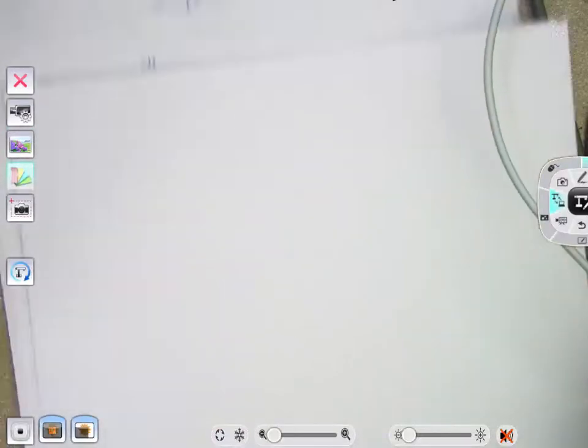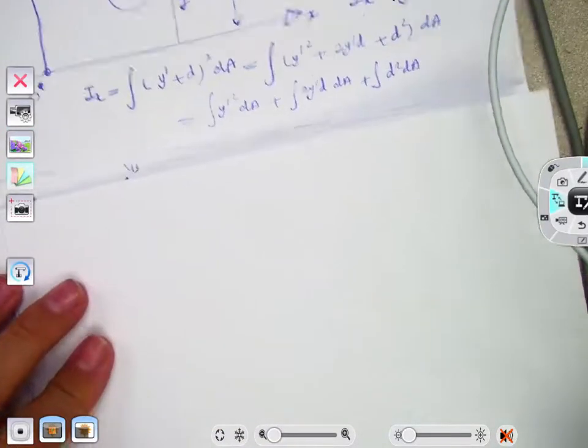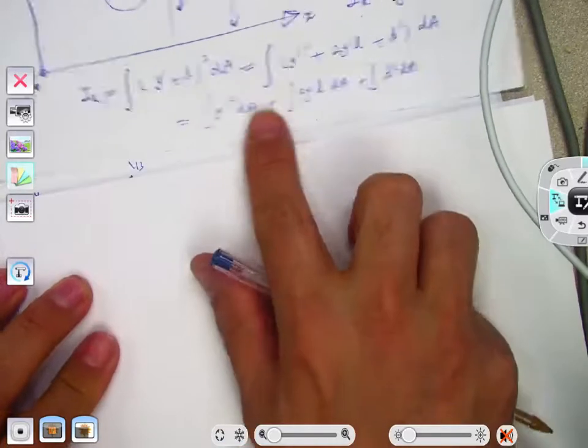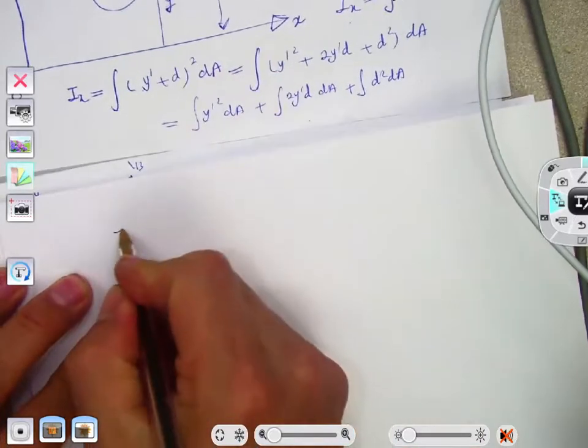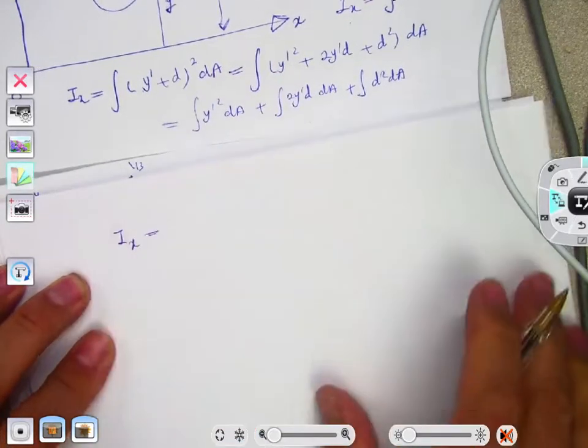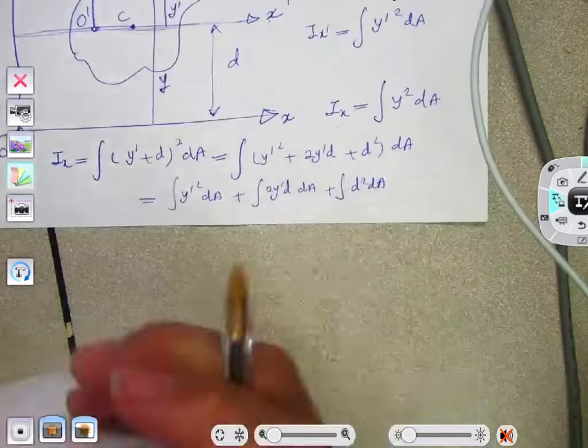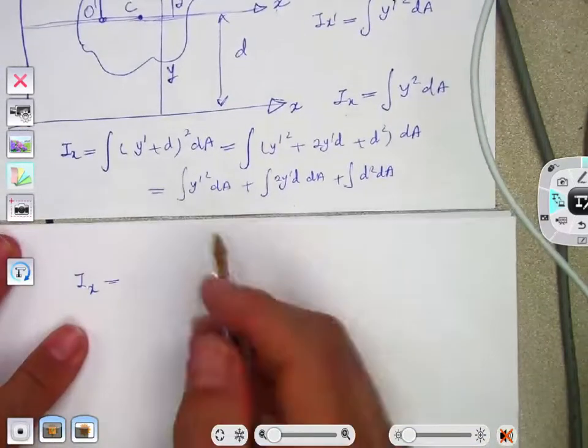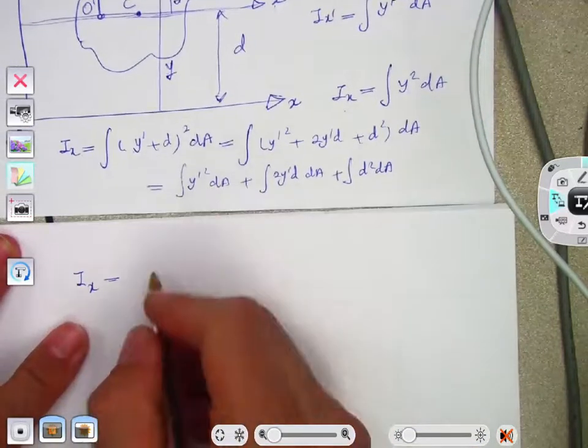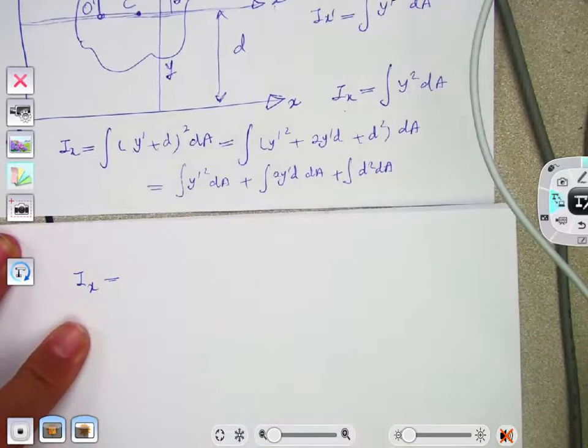Alright, so this is what I got. Alright, so what is the first term here? Actually, literally that first term, that guy, is Ix prime.